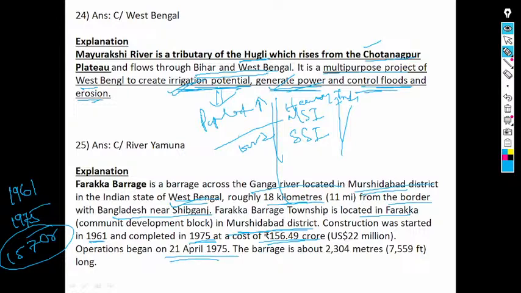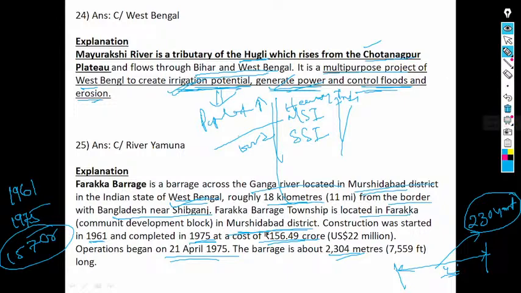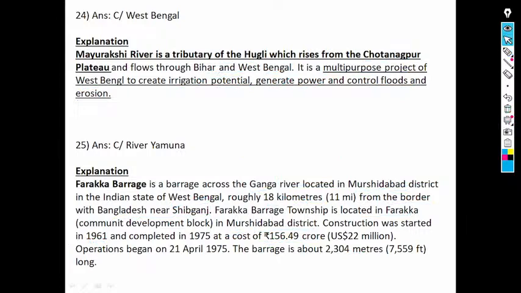Operations began on 21st April 1975. The barrage is about 2304 meter long. This span is your 2304 meter long. So this is all about today's discussions.